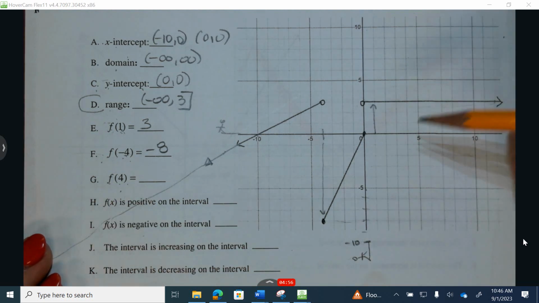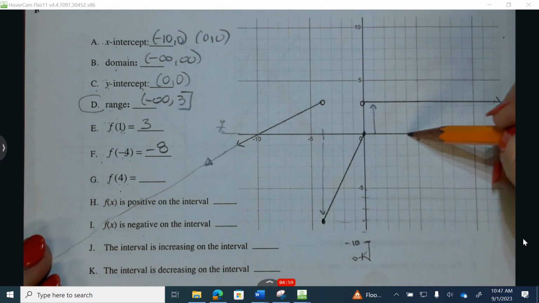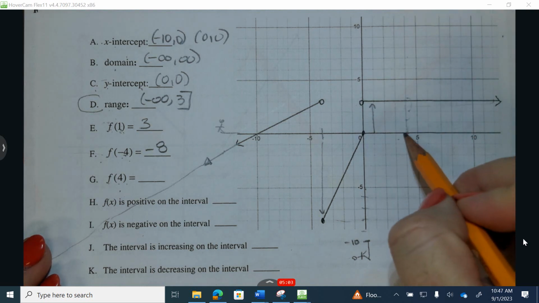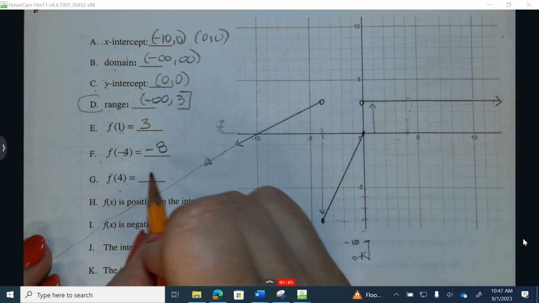F of 4. So here's f of 4. I go straight up, and I'm counting 1, 2, 3. We can see that across here. So f of 4 maps onto positive 3.